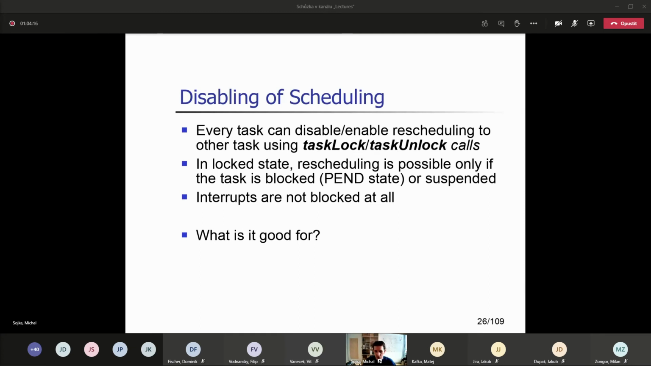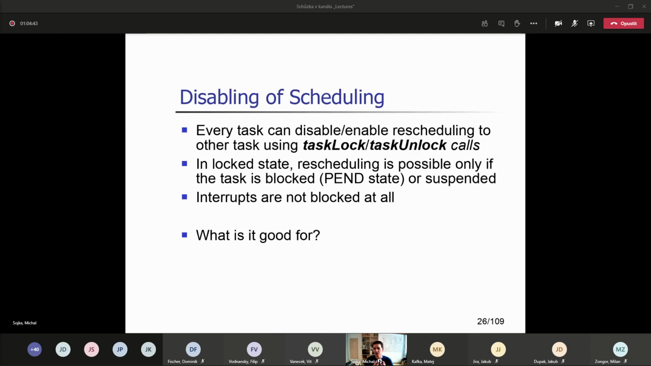And even if you have a task which has the lowest priority possible, and this task is allowed to lock the scheduler, then no matter how high priority you set to your task, and high priority usually means more stringent real-time requirements, you still will have to wait. And this is not good for real-time.